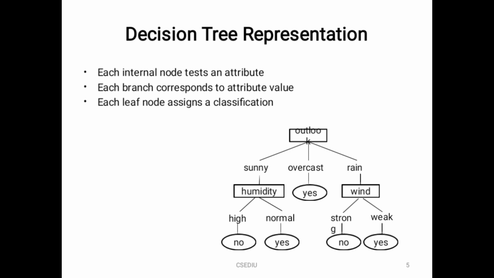Then leaf node. It's also called terminal node. It's a node in the tree that does not have any child node. These nodes represent the final outcome and prediction.